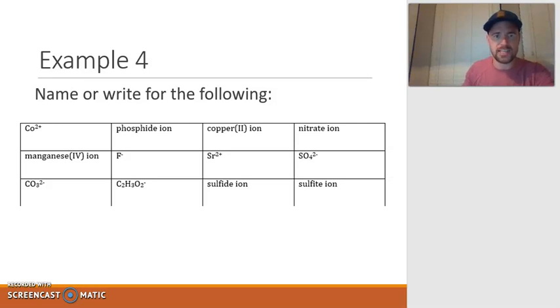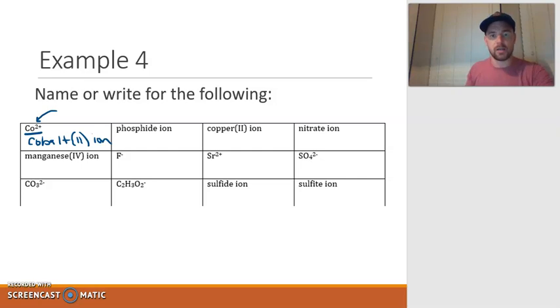For the first one, we have Co2+. Notice the o is smaller, so this is not carbon and oxygen. Instead, it's actually cobalt. Now, ask yourself, can we just say cobalt ion, or do we need to put a Roman numeral? Cobalt is a transition metal, so it could have variable charges. This particular cobalt atom, though, is 2+. So I'm going to put cobalt, Roman numeral 2, ion.